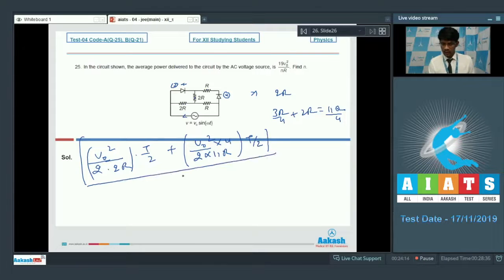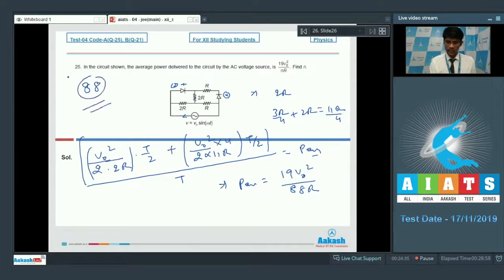This is the total energy dissipated divided by time. This is the average power. Making the calculation, we'll be getting this answer P average as 19 V0 square divided by 88R. So for question number 25, the value of N is coming out to be 88. That's the answer. Well, that's the end of this question paper.